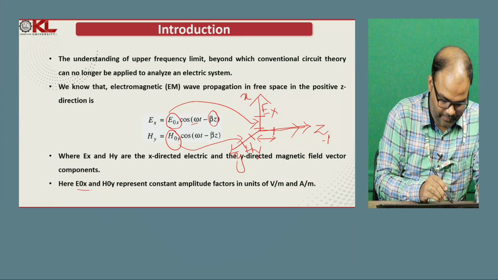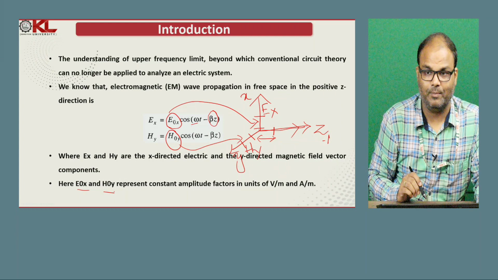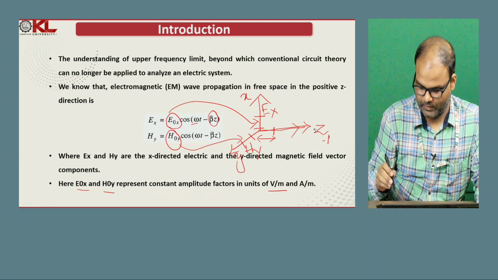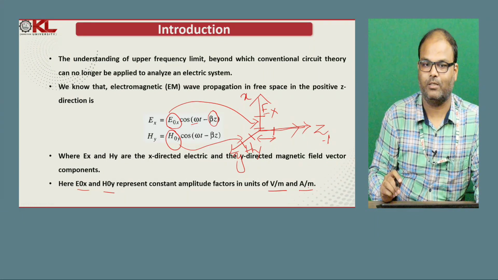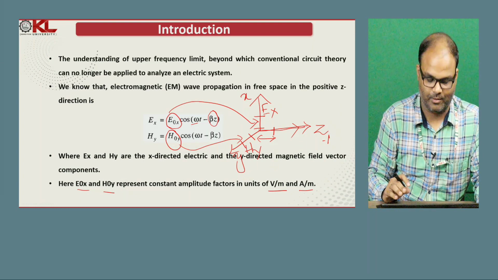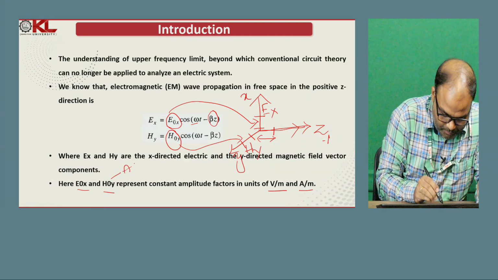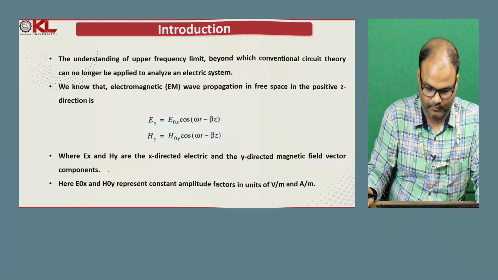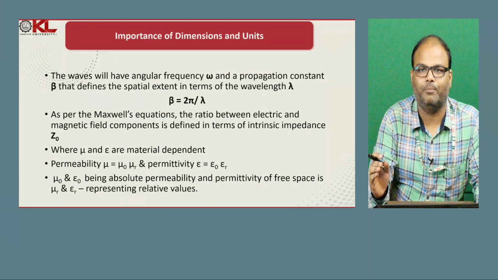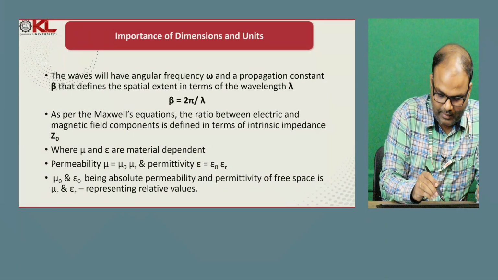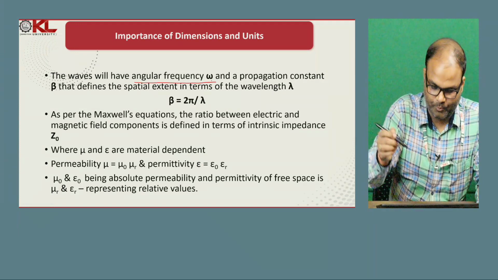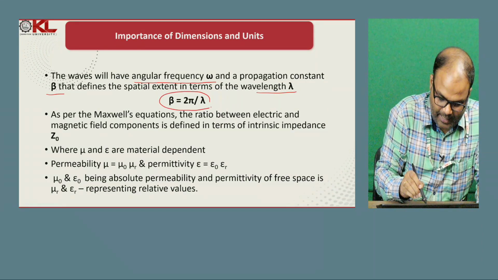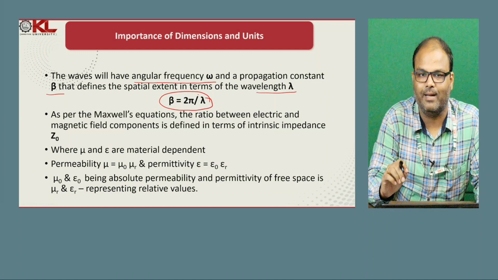And here E0x and H0x are represented as volt per meter or ampere per meter. We can think of volt per meter or ampere per meter. So it is nothing but the voltage per meter and the current per meter. Now if you are thinking about omega, we have the angular frequency omega and a propagation constant beta, and the wavelength is lambda, then beta has the relation beta equal to 2 pi by lambda.